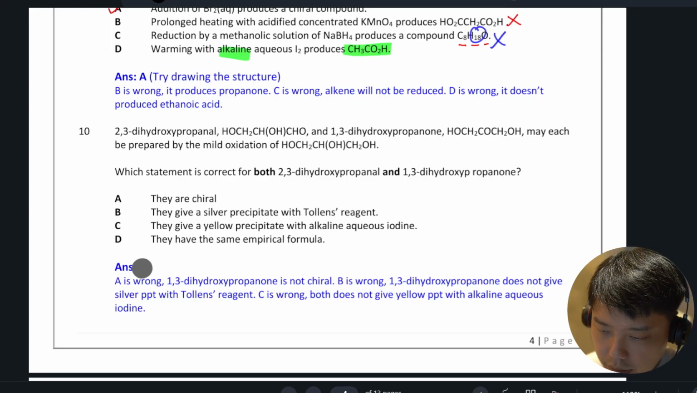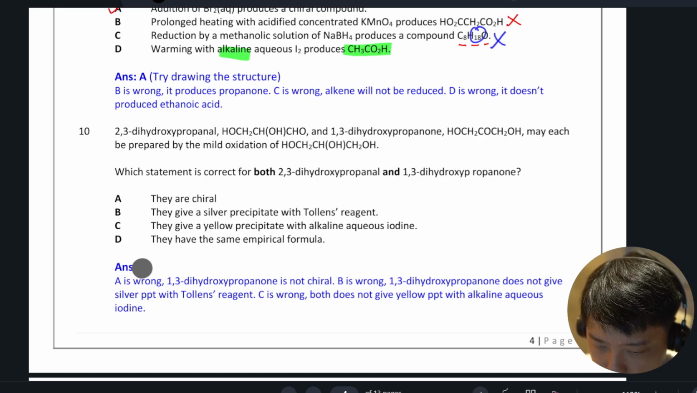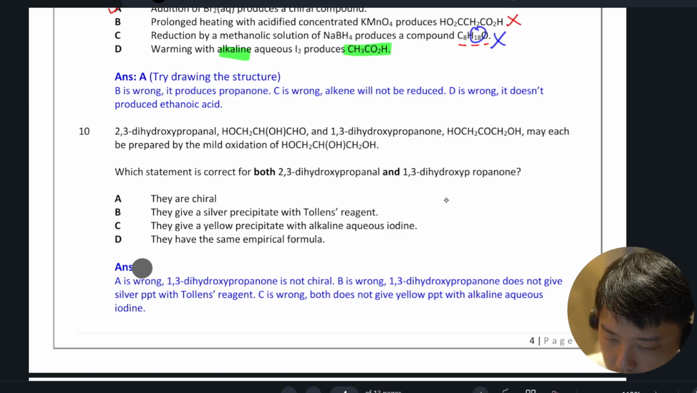Okay, question 10, right? You have these two molecules. They say they may be prepared by the mild oxidation. Which statement is correct for these two molecules? Okay, so let's quickly sketch out the molecule.